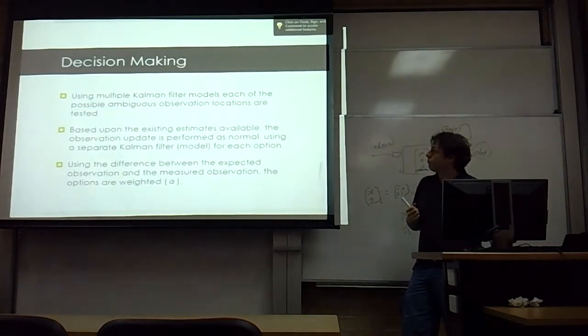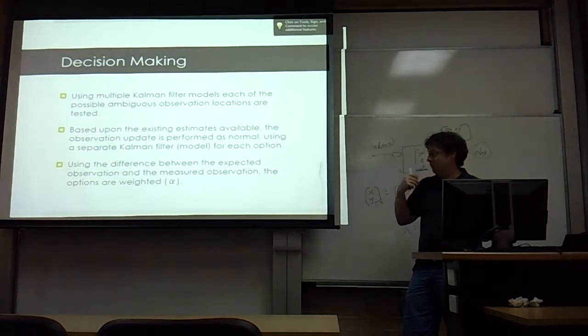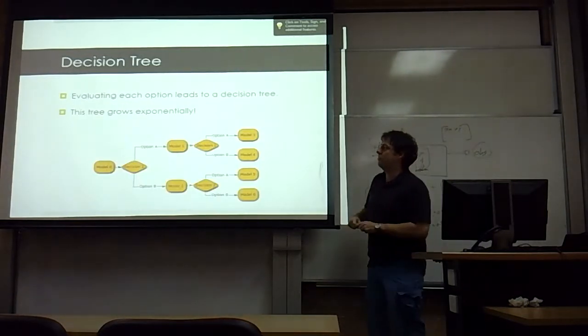Using multiple Kalman filters, we do the estimate. We base each filter off the previous estimate, and then do a different measurement update for each filter. Then we evaluate how close that update was to the estimated update, and use that to weight that version of the update. So you basically end up with a decision tree type thing like this.